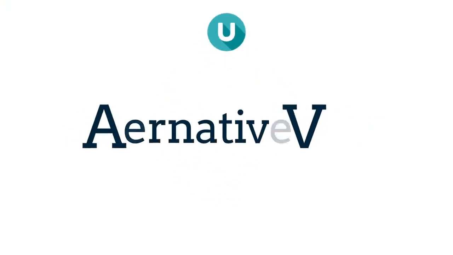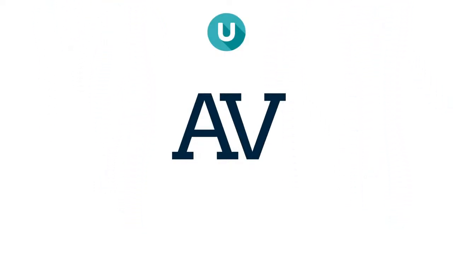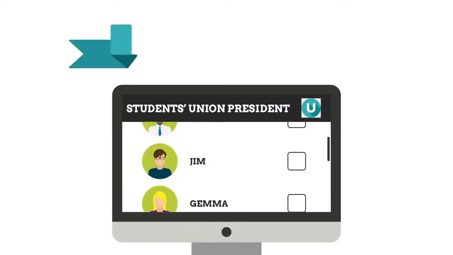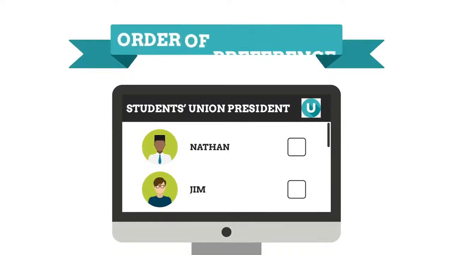Creative Arts Students' Union uses the alternative vote, also known as AV. So how does AV work? Let's say we have 5 candidates in our election for Students' Union President. When you vote in the election, you'll be asked to rank the candidates in order of preference.